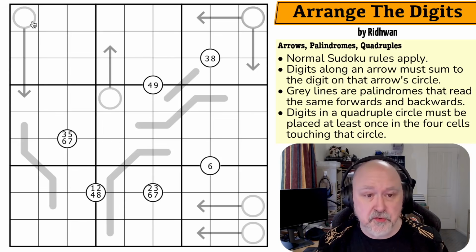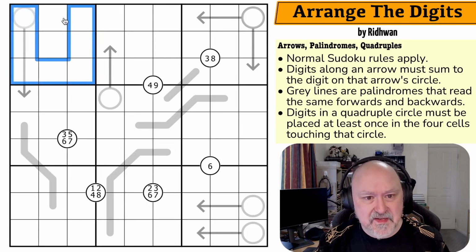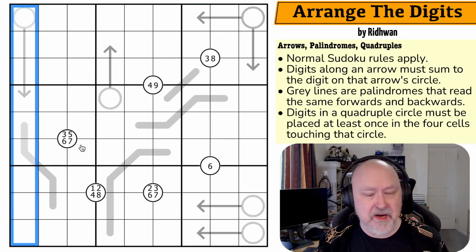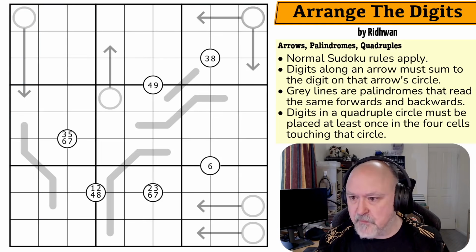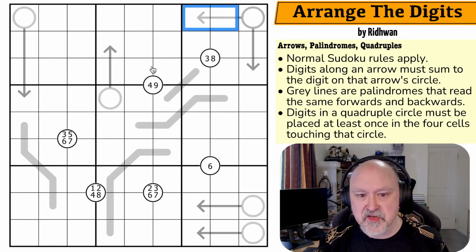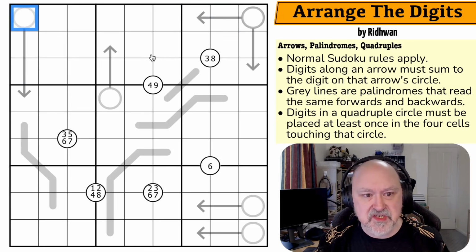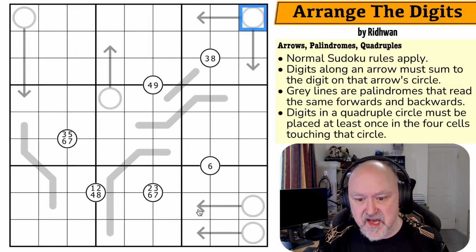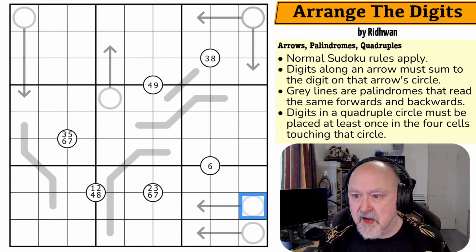So we've got normal Sudoku rules. I don't count that as one of the constraints. I should. So in every box, in every row, and in every column, we need to place the digits, or arrange the digits 1 to 9 without any repeats. We've got arrows. So digits along an arrow sum to the digit in that arrow circle. So the sum of those 3 digits goes there, the sum of those 2 digits goes there, those 2 digits go there. Grey lines are palindromes and read the same forwards and backwards.